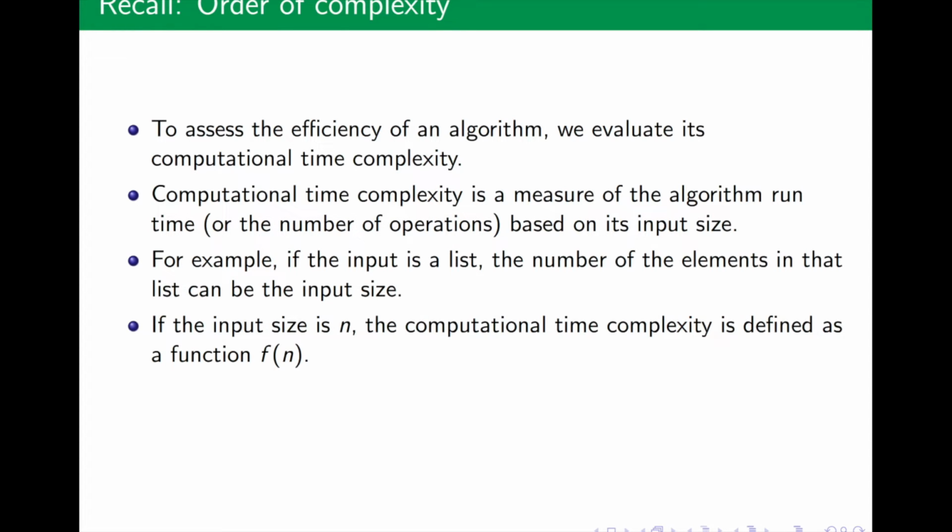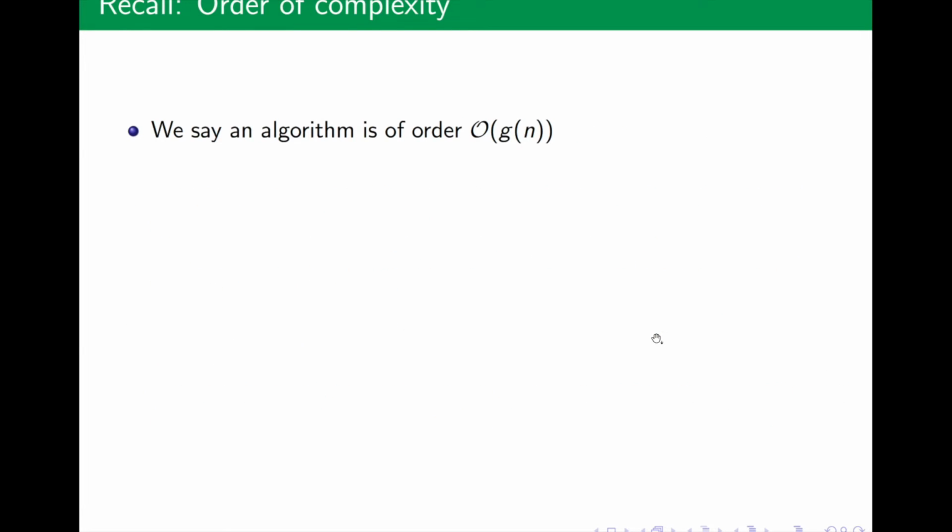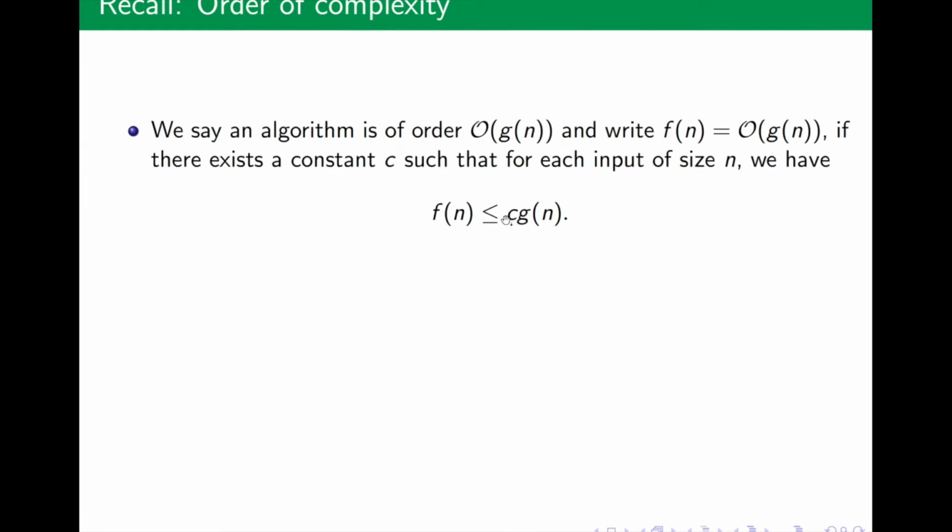If the input size is n, the computational time complexity is defined as a function f(n). Finding the exact runtime is often infeasible, so we compute an upper limit for the runtime, which is called the order of complexity, denoted by O. We say an algorithm is of order O(g(n)) and write f(n) = O(g(n)) if there exists a constant C such that f(n) is less than or equal to C·g(n) for each input size n. Obviously, constant coefficients don't affect the order.